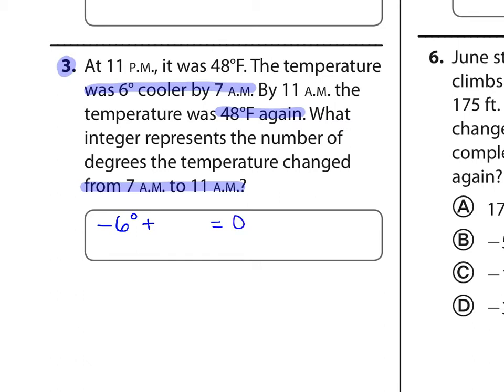It started at 48 degrees and it was 48 degrees again. It had to have increased 6 degrees. So 6 degrees was the temperature change.